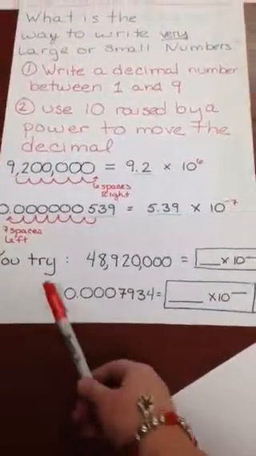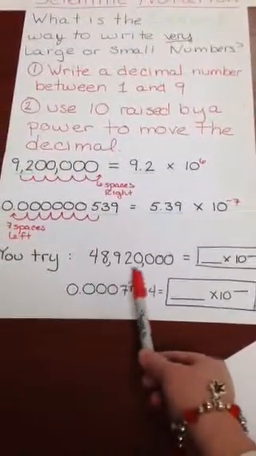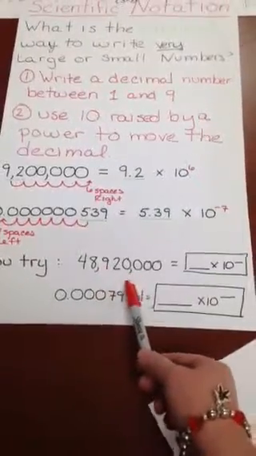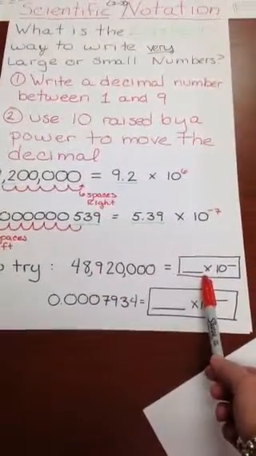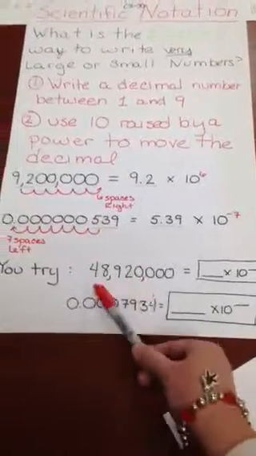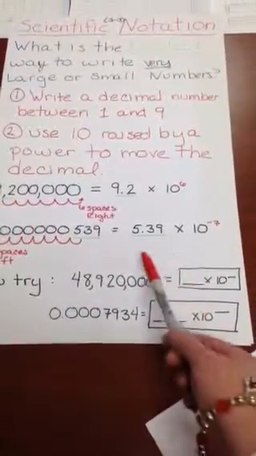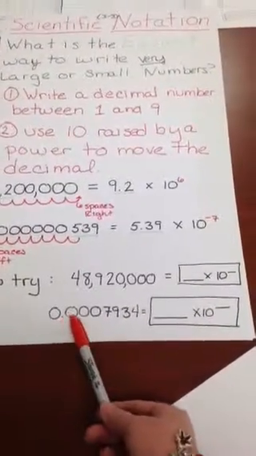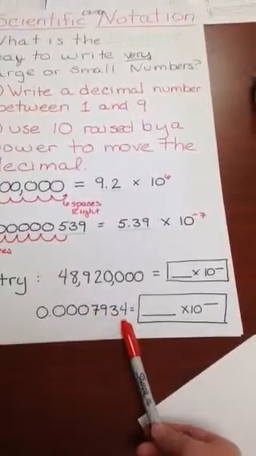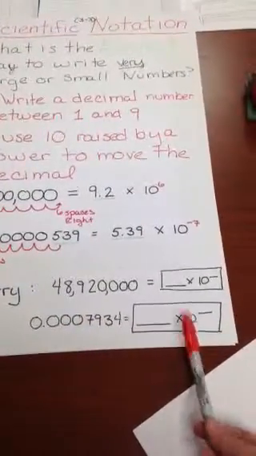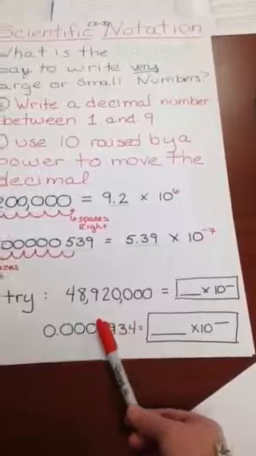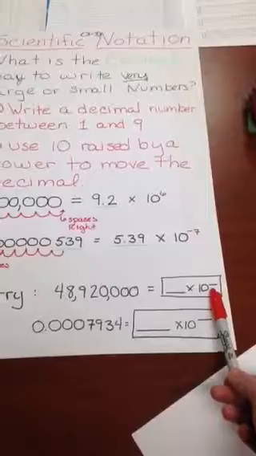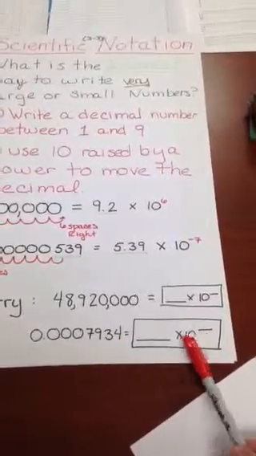Now, I am going to go on, but you can pause the video here, and I want you to go ahead and try these. Can you write 48,920,000 as a scientific notation number? Remember, you need to find all of the non-zeros and write them as a number that is a decimal between 1 and 9. And then I have another one for you, 0.0007934. We want to write that in scientific notation. Again, remember you need to look for the non-zero numbers to make them into the decimal. And keep track of, is this number going to be a positive or a negative?